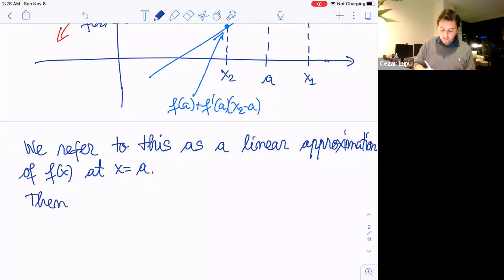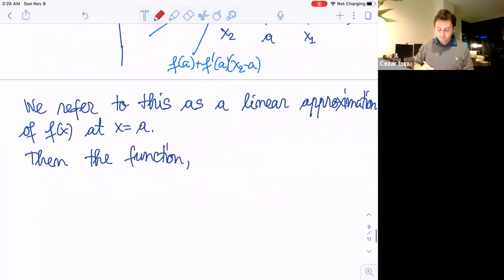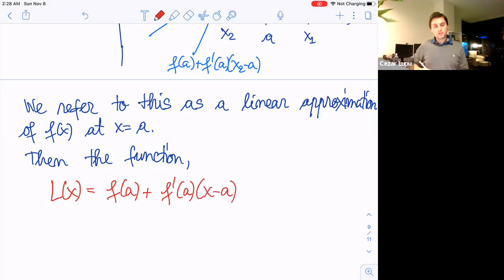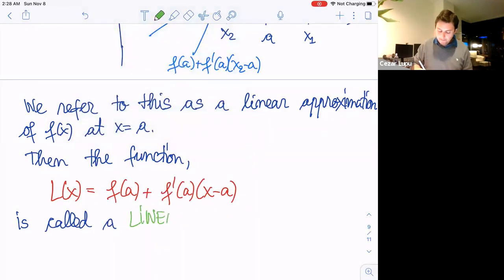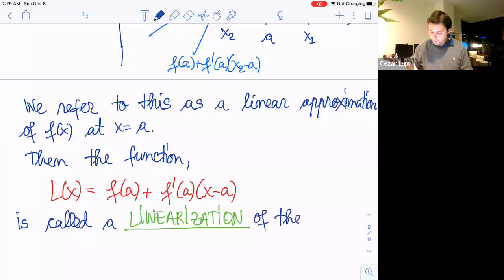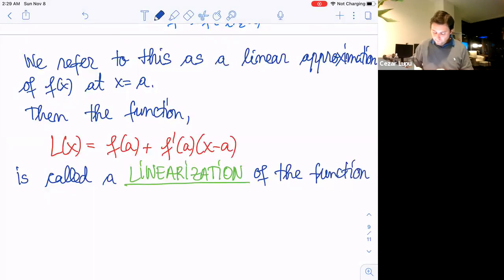And now this will imply that the function, and we will write this function in the following way: L of x, which we will call the linearization of f. So this would be f of a plus f prime of a times x minus a. This function will be called a linearization of the function f at a point x equals a.